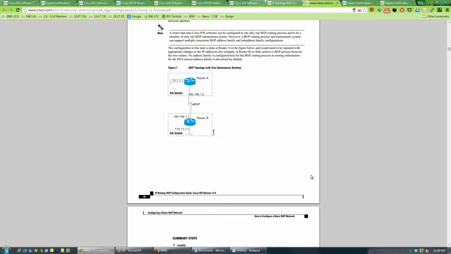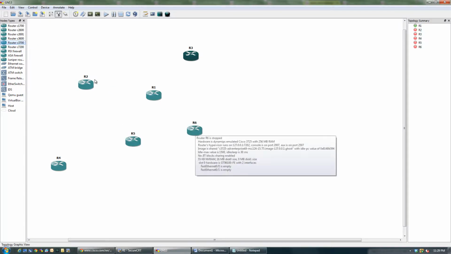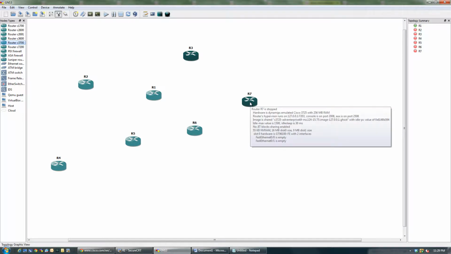So if your computer is powerful enough, what you can do is add like 10 routers, join them, and then create a topology and create faults on your own. Not too many routers will have faults in the exam.